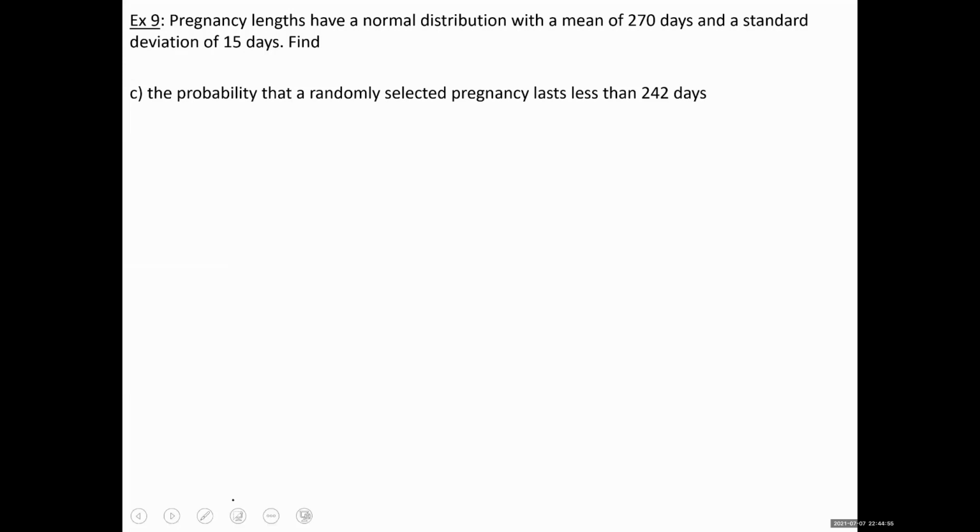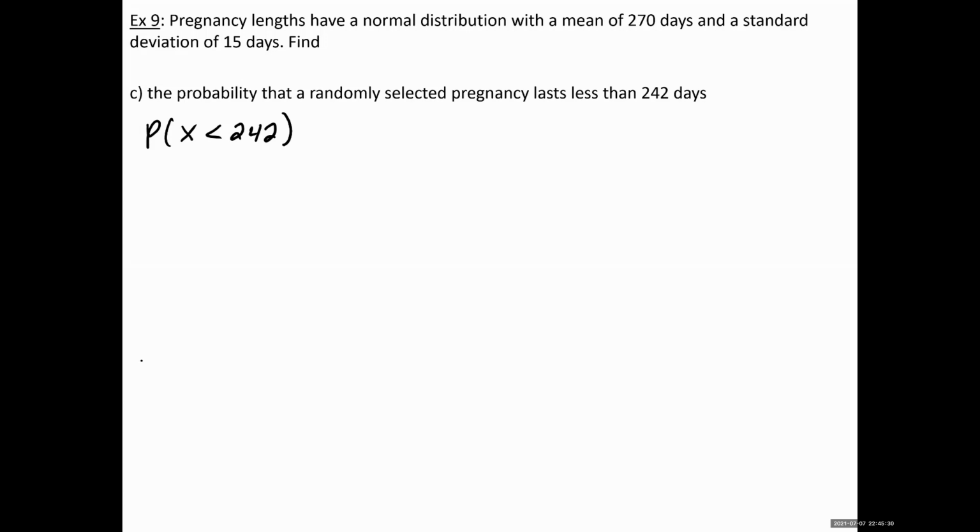All right, notation. Someone give me the notation. Probability of X is less than 242 days. I don't write the units because it clutters up things. So I'm just going to write 242. But yeah, that's the notation.